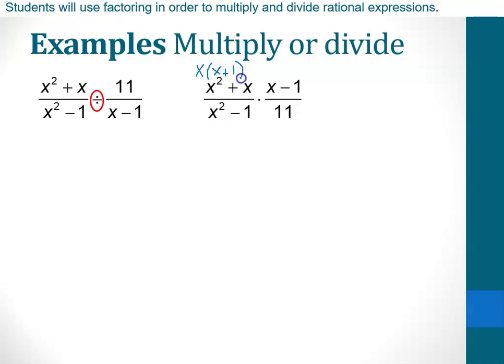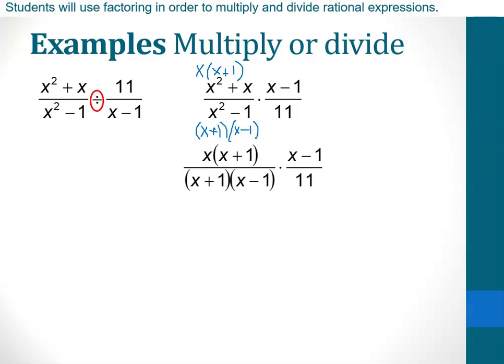Then how do we factor x squared minus 1? It's a difference of two squares. So it's going to be x plus 1 and x minus 1. So that's it factored. Now we look to see what we can cancel. Well, we can cancel x plus 1's and we can cancel x minus 1's. So we're left with x divided by 1 times 1 over 11. So our final answer would be 11 in the denominator and x in the numerator. So x divided by 11.